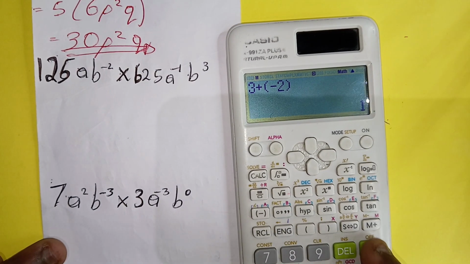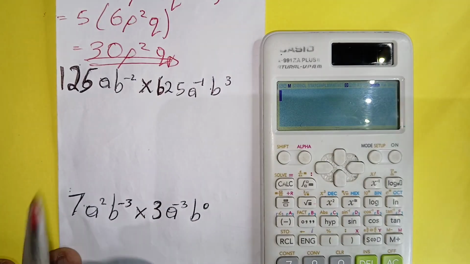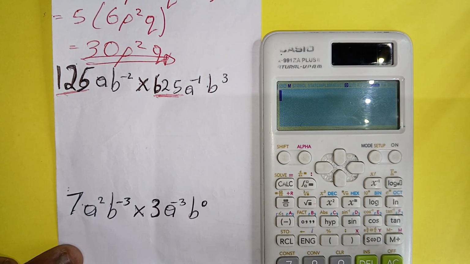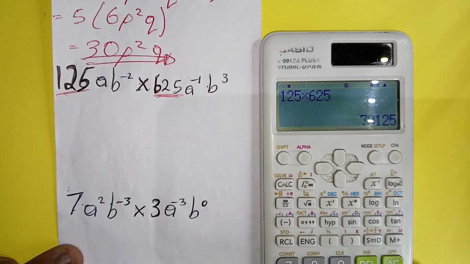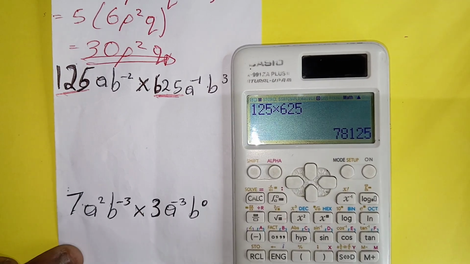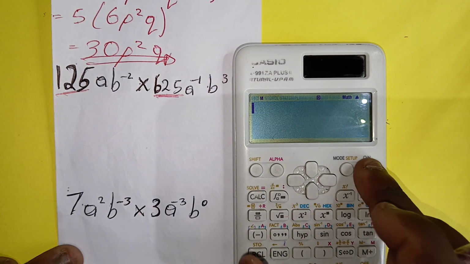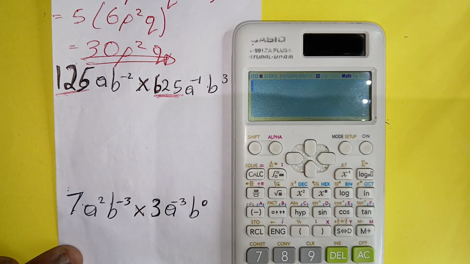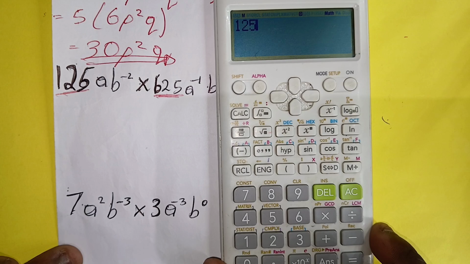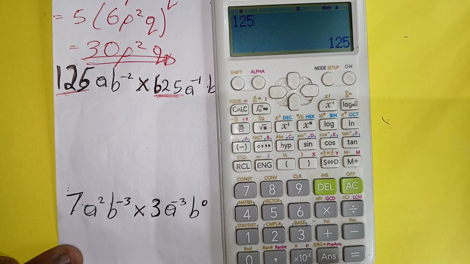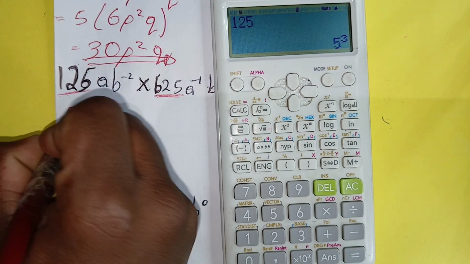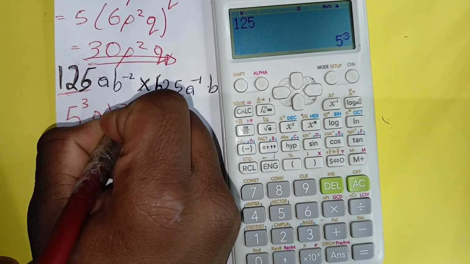So now check something about this question. Here we got bigger numbers, and with bigger numbers you don't just multiply them, like multiply by 65. You see the number that you get is a big number. So what you can do here is convert those numbers into exponential form. So 125, press equal, then shift, then fact. Then you can see that it's 5^3, a, b^-2.